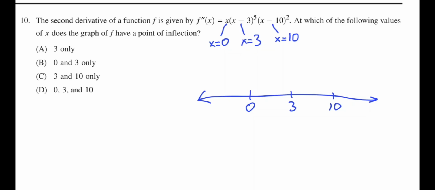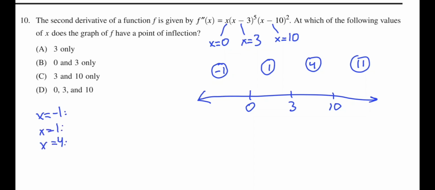So let me plug in some numbers on all these bounds. Let's plug in -1 for the left-hand bound before 0, and then between 0 and 3 we can plug in 1. Choose convenient numbers that are going to be easy to plug in. Then between 3 and 10 we can plug in 4. And above 10, let's plug in 11 for that. All right, so I'm going to plug these numbers in for the second derivative to see what the concavity is, whether it's positive or negative. So let's plug in an x value of -1, and then the x value of 1, and then the x value of 4, and then the x value of 11.